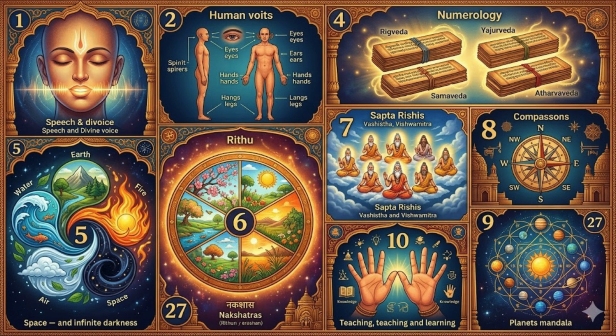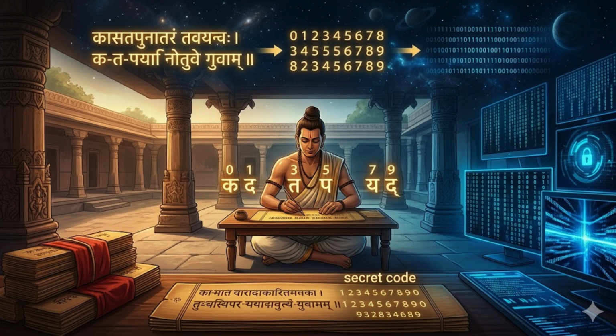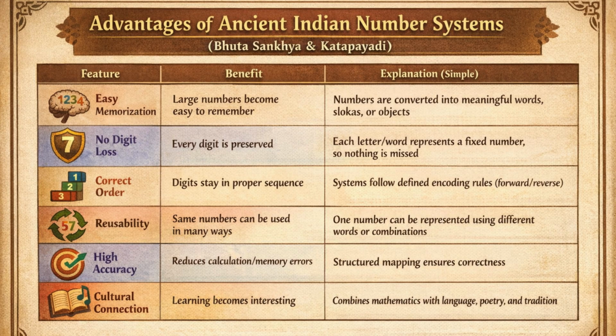Numbers were reused creatively. Next comes the Katapayadi system. In this system, letters are assigned numerical values. The Ka series, Ta, Pa, Ya series represent numbers. The word Yadi comes from Sanskrit Adi, which means etc. So, when you write a sentence, there are hidden numbers inside it. This is the same concept but written in poetic or sloha form. What's the advantage? Large numbers become easy to memorize. No digits are missed. The order stays perfectly accurate.